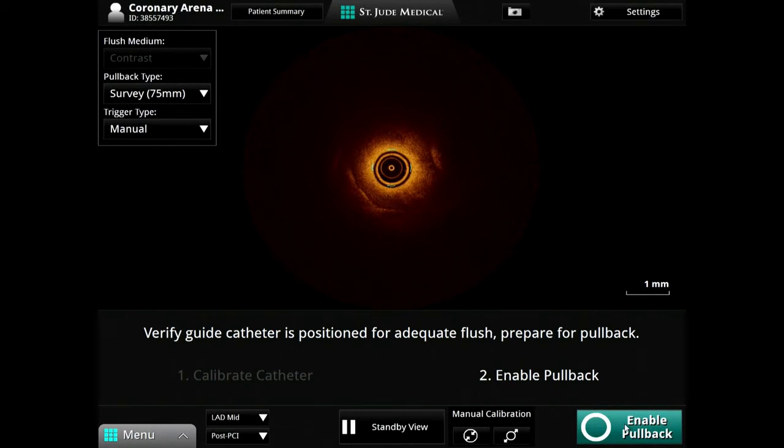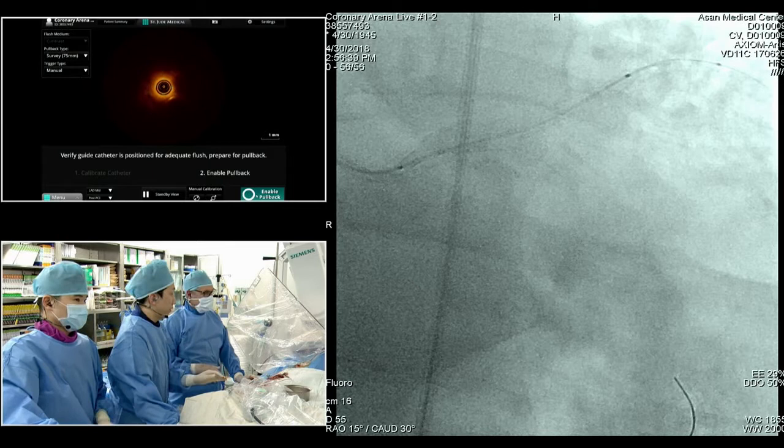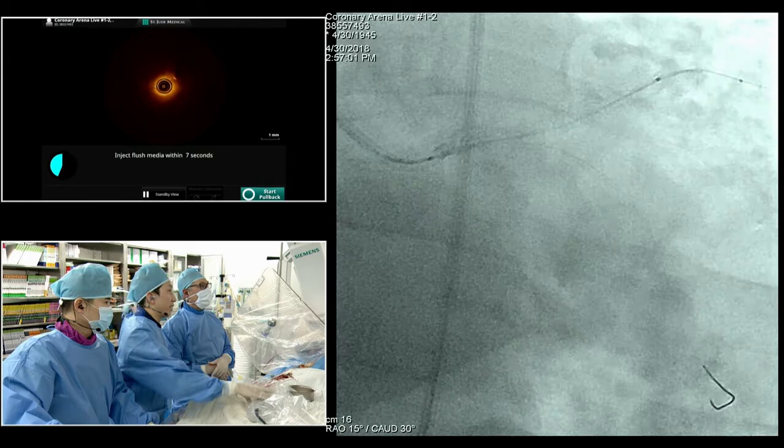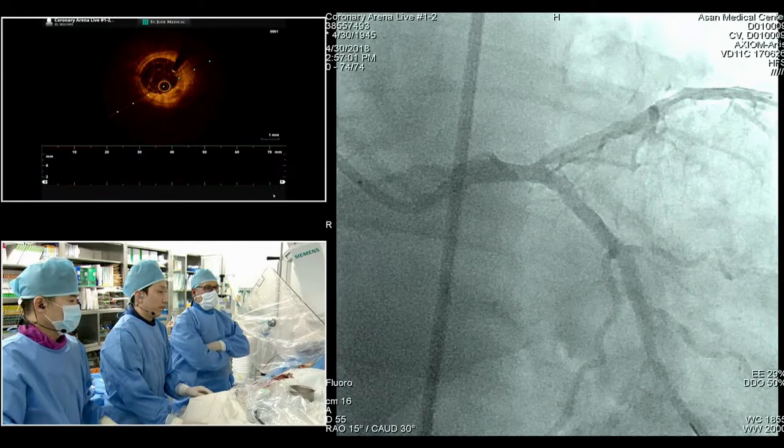We can make a pullback. How much can we do? 50 or 75. Okay, 50, I think it's enough, so we can see the LED stent also. We improve at 75. Okay. Ready? It's okay? Yes, it's okay. We are all ready. Start. Can you show the first copy? We usually do that. Start. Can you make that OCT screen large for us, please? Okay. So have you seen the images?